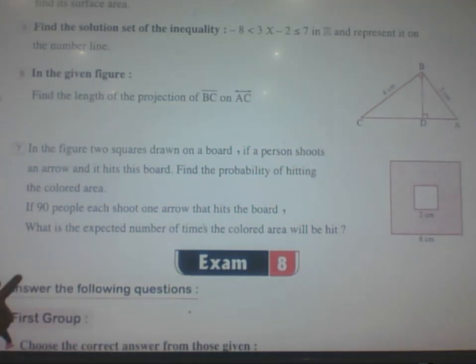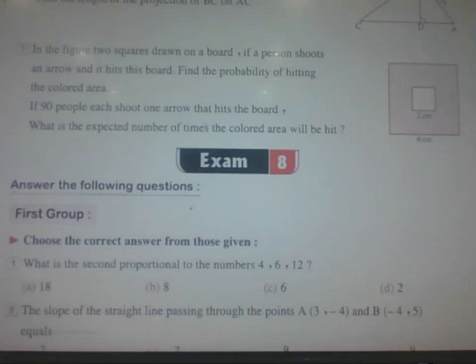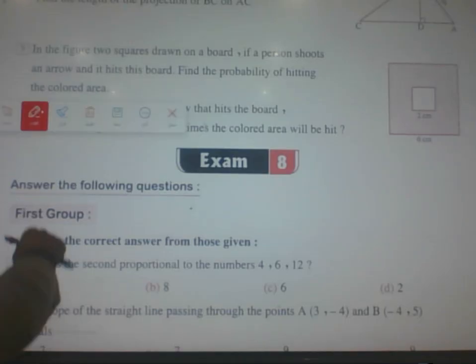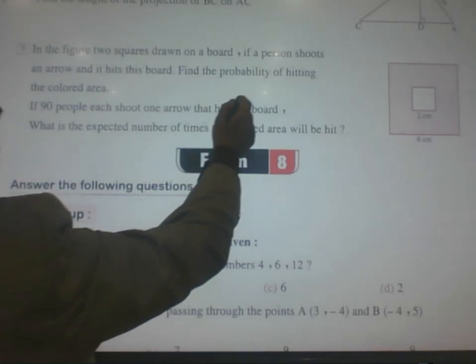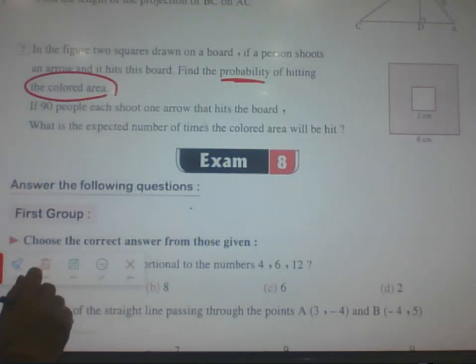Next question. In the figure, 2 squares are drawn on a board. If a person shoots an arrow and hits the board, find the probability of hitting the colored area. First, we can find the area of the colored part.